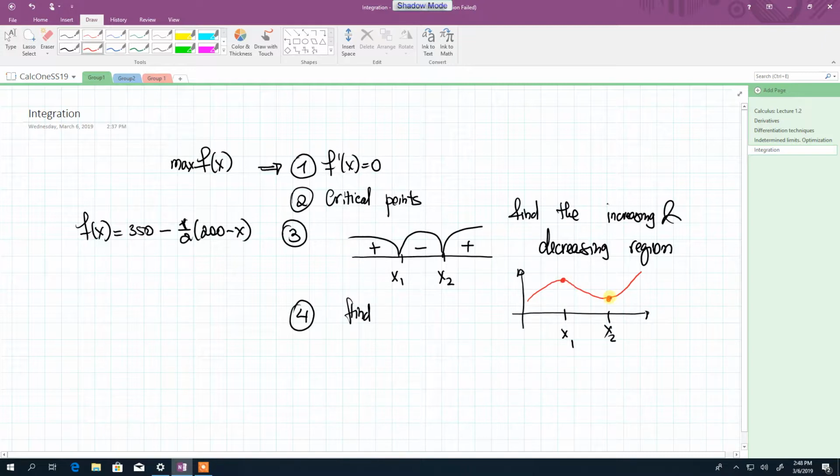Do you understand this? So we can know this without evaluating what is the height of the function, what is the height of this red curve, right? By just knowing the increasing and decreasing regions.